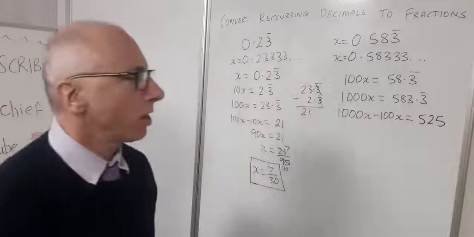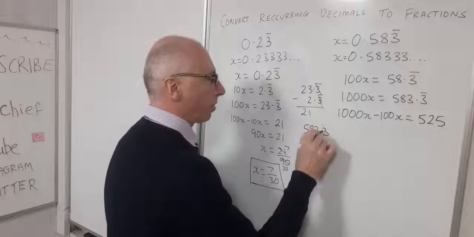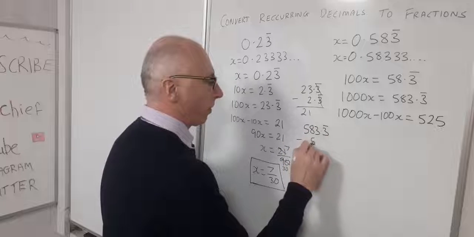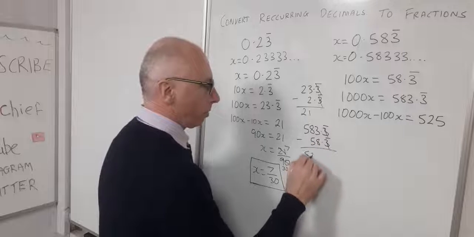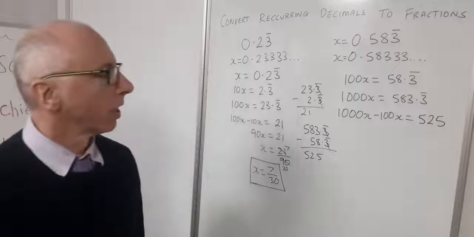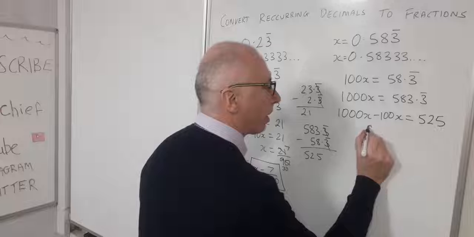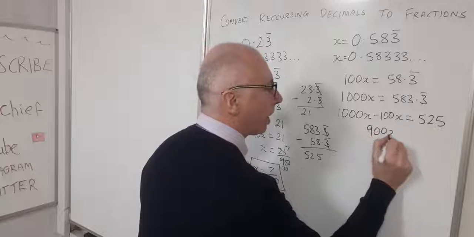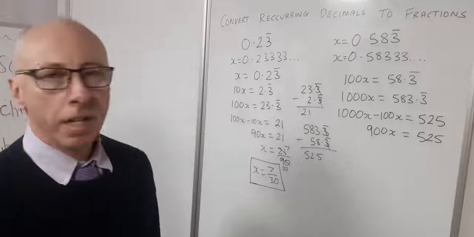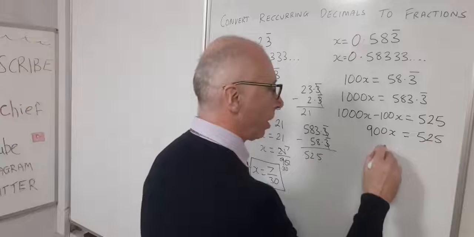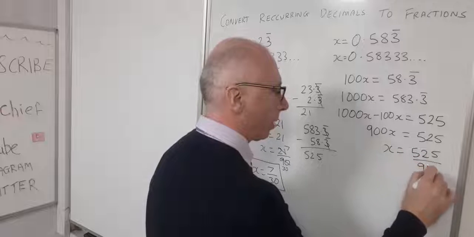So that will leave me with a nice whole number. So basically what I've got here is 583.3 recurring minus 58.3 recurring. So they will cancel, and then that's why I'm left with 525. Okay, what we're going to do now is simplify off and then solve for my x. So now I've got 900x equals 525. And now divide both sides by 900. So x equals 525 over 900.